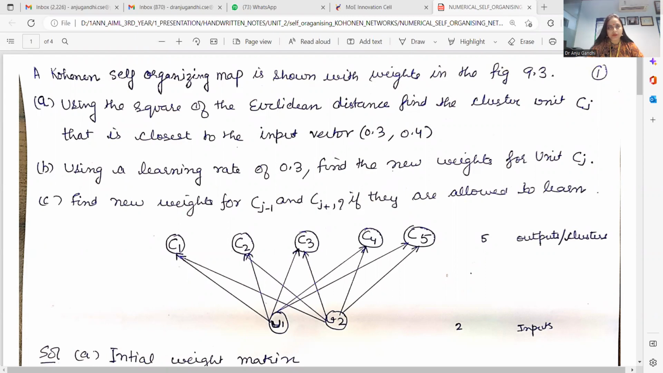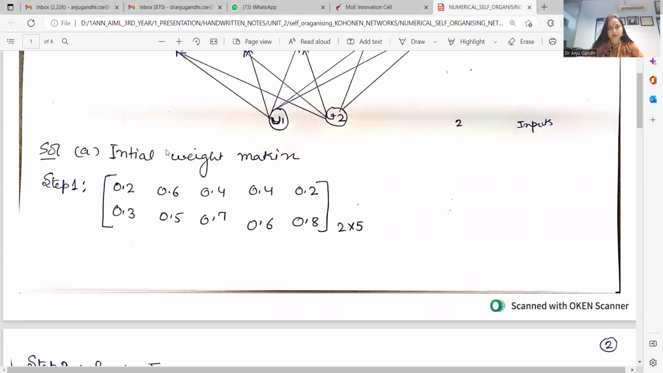Let's do one numerical on Kohonen Self-Organizing Map, right? The weights, what weights the inputs and the cluster nodes are having, how they are connected, that we have shown here. This is the weight matrix which is given to us.